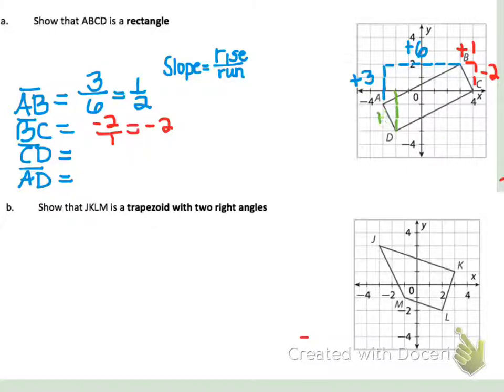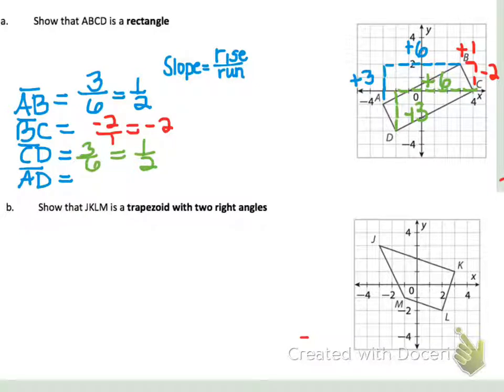Oops, I'm going to put that in a different spot. I'll put that on this side. Up 3, +3, and then 1, 2, 3, 4, 5, 6 to the right. So you can see that mirroring what we did up on AB, right? So the rise was 3, the run was 6, the slope is 1/2.